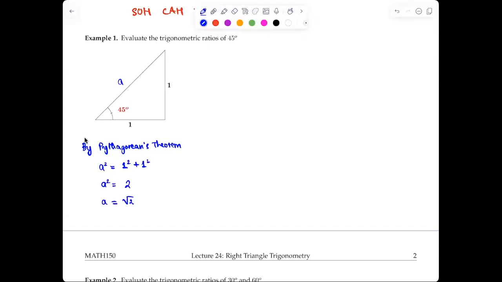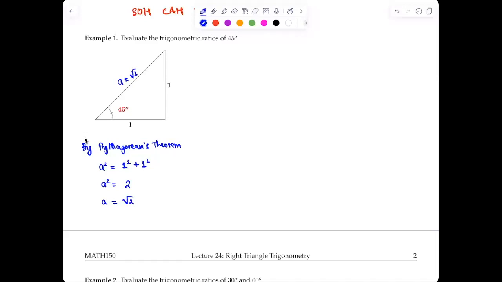Normally, when you solve for the solutions of an equation and take the square root on both sides, you should obtain two values, plus and minus. However, we're talking about the length of a side of the triangle, so this has to be a positive value only. But normally you should obtain plus and minus when you solve for the solution of an equation. So in this case, A is equal to root 2.